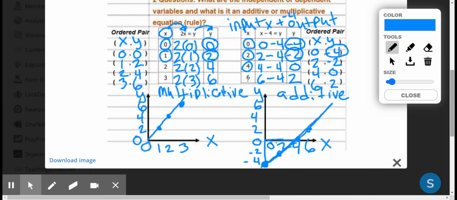All right, so for this lesson, we looked at equations and independent and dependent variables, additive and multiplicative rules. We created tables, and then we created graphs using these. And now we're going to practice them during the rest of the class today.